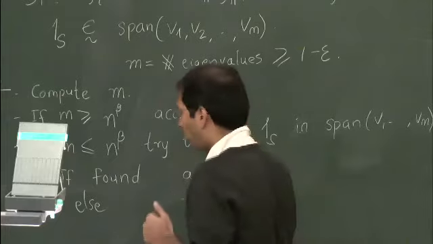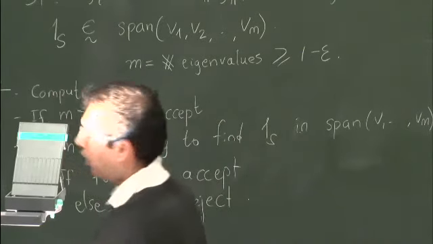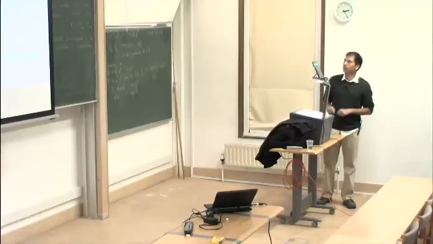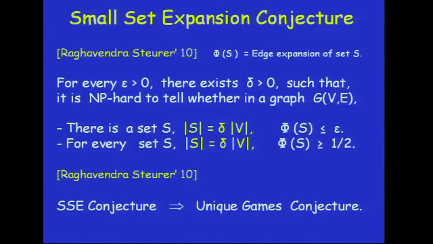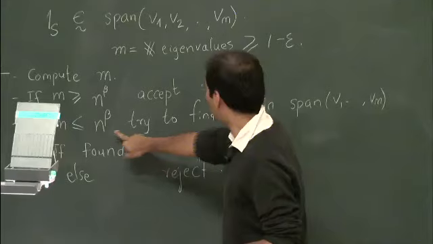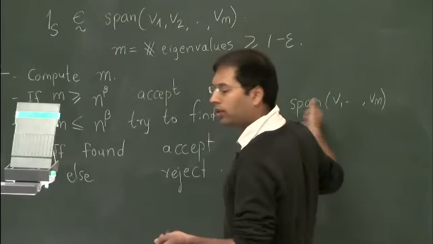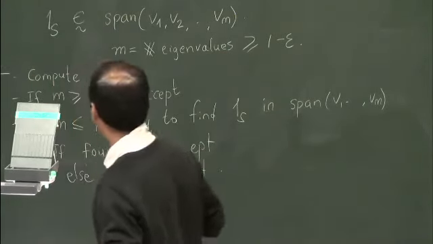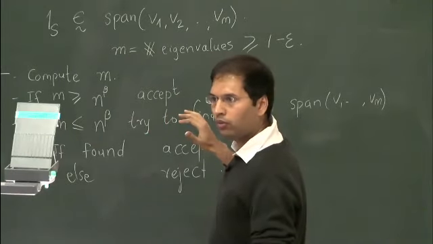Okay. So this is my proposed algorithm. Now I run this algorithm on this instance. So clearly, if there is a set whose expansion is at most epsilon, I'm going to accept, right? Because if I'm in this case, I always accept. If I'm in this case, I actually find it in the span and end up accepting. So if there is a set whose expansion is at most epsilon, I definitely accept, right?